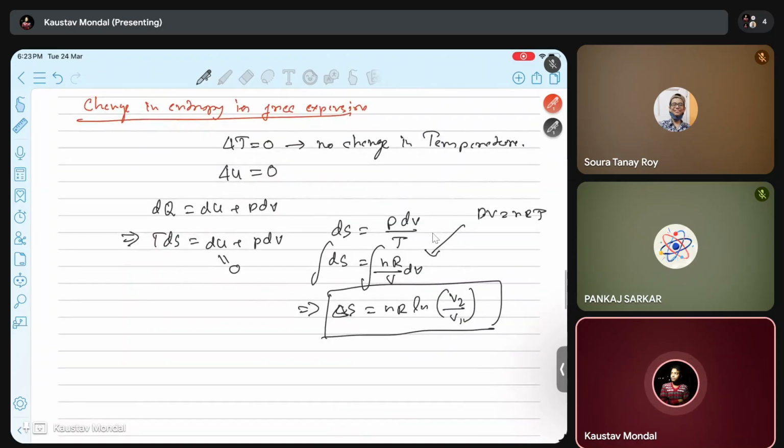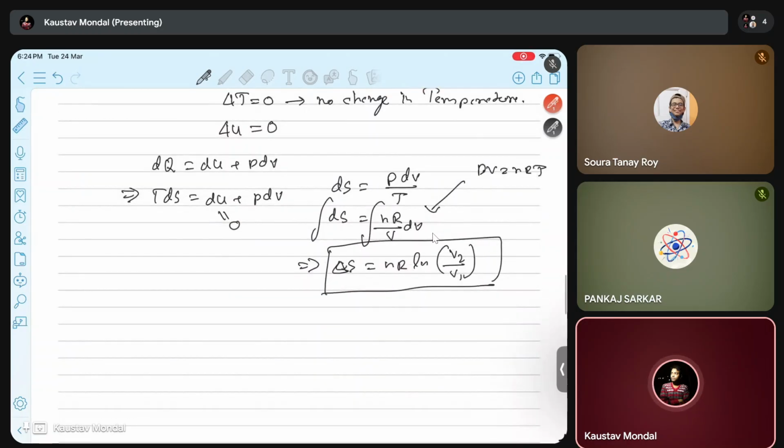Whenever in a problem it's mentioned that there is some free expansion happening in the system, and you're asked what the change in entropy is, in that case you can use this formula.